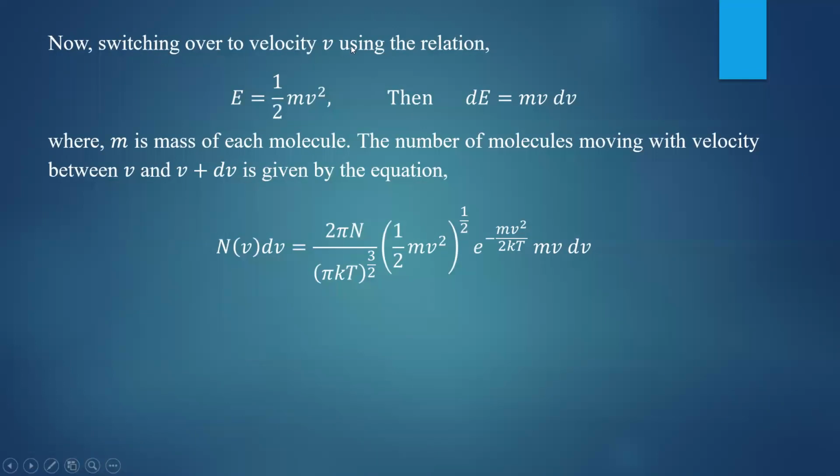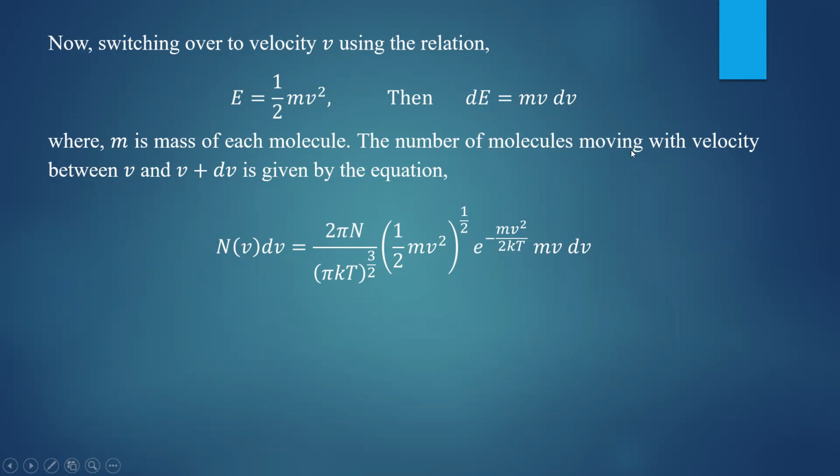So then switching over to velocity v using the relation E is equal to half mv square. What you have to do, just substitute E is equal to half mv square. Then what will be the value of dE? dE will become equal to mv into dv, because the derivative of v square is 2v, 2 gets cancelled, you will get mv into dv. Substitute for E as half mv square, then dE is equal to mv into dv. Here m is the mass of each molecule, that is considered to be constant.